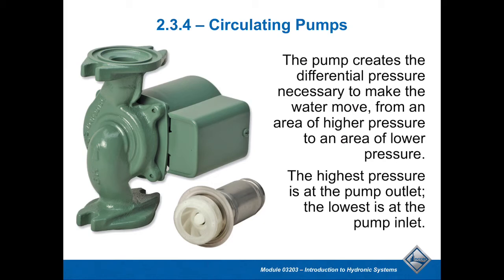Circulating pumps. What's the job of the pump? Very simply, the pump's job is to take water and circulate it by creating a difference in pressure. Generally the lowest pressure we want in our systems is at the inlet side of the circulator, and that should be very, very stable. The highest pressure in the system should be at the discharge, the outlet side of the pump.